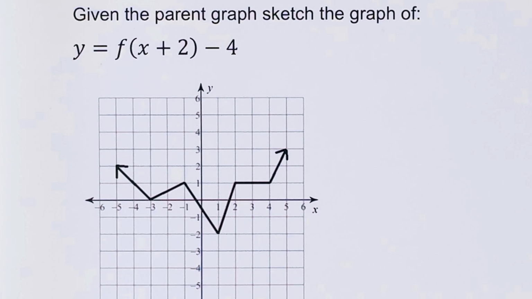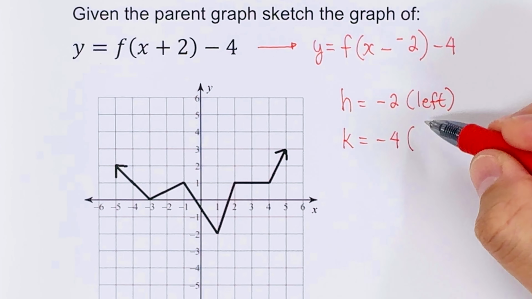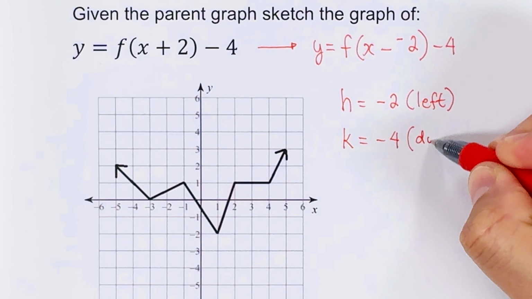Okay, so we go over this problem here. This given equation can be rewritten with the plus right here as actually a minus and a minus, which tells us that our h is negative 2 and our k is negative 4. Since h is negative, it went to the left 2 units. And since k is negative 4, it is translated down 4 units. So I'm going to go ahead and write the vertices for this graph.